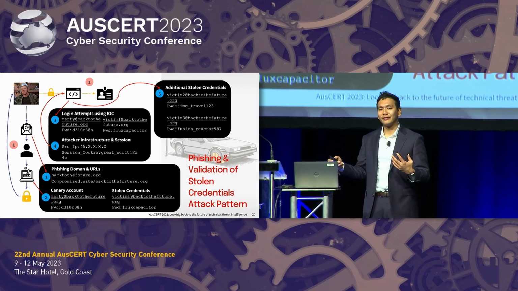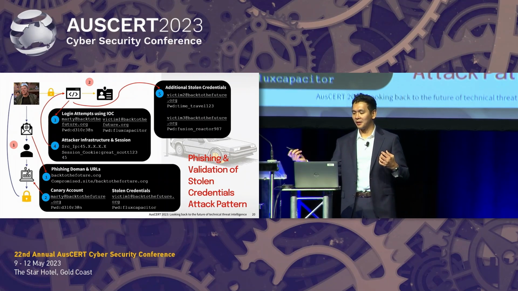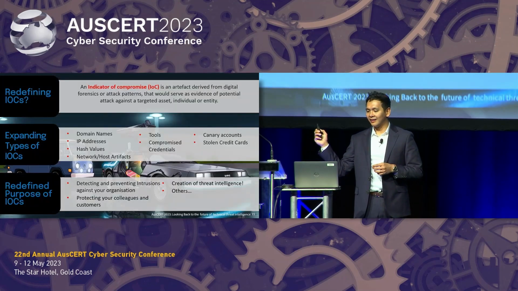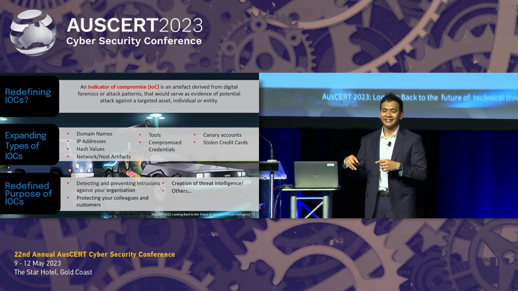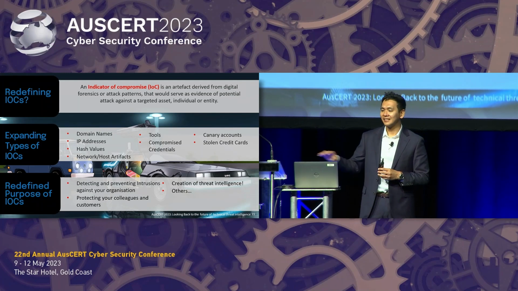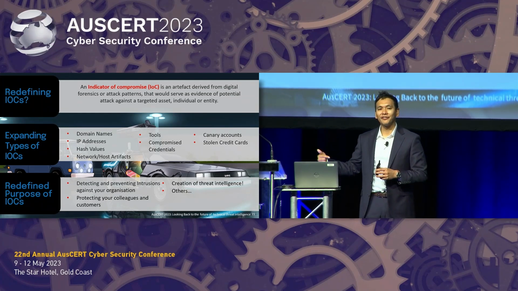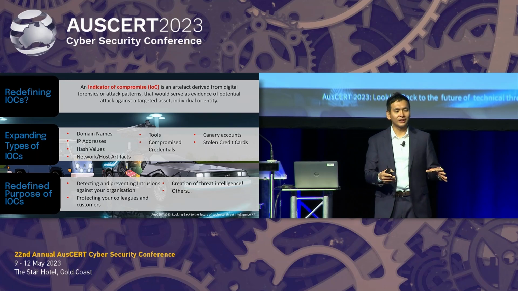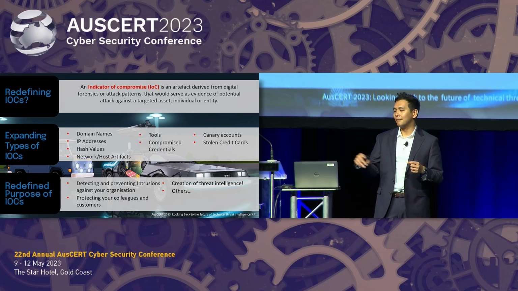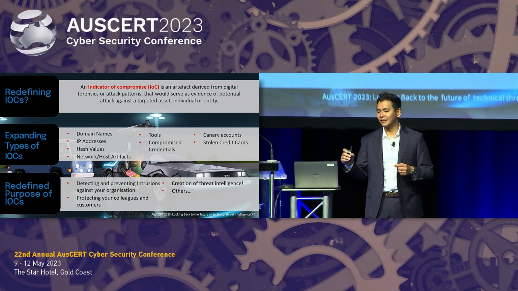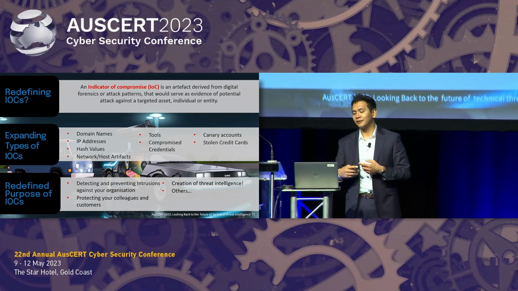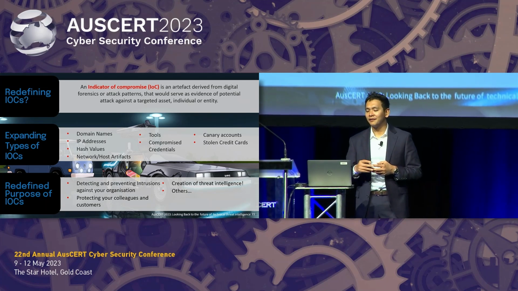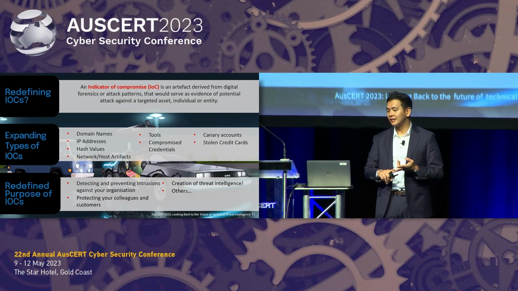At least that's what we've found, leading this team for the past 4 years. It's been really, really interesting. I just want to go back to the start of the presentation and redefine IOCs for the purpose of this audience, because I want to expand a little bit on what indicators of compromise are. An indicator of compromise is an artifact derived from digital forensics or attack patterns that serves as evidence of a potential attack against a target asset, individual, or entity.